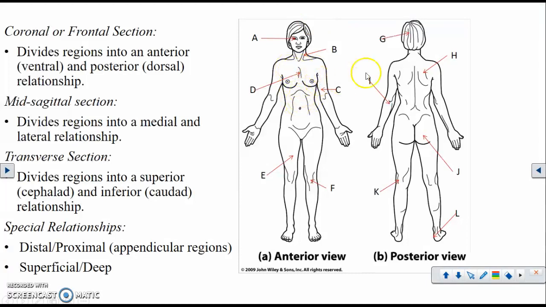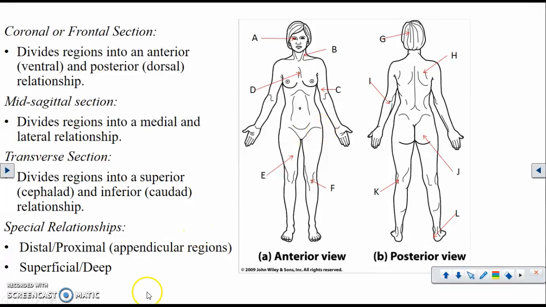How about, in this case, the sternal region and the scapular region? Well, one is in front and one is in the back. Therefore, the section that separates them is the coronal or frontal section. So in this case, the sternal region, D, is anterior to the scapular region, H, or the scapular region is posterior to the sternal region. Okay, so again, make sure that you understand relationships. You should be able to pick any region, and then you should be able to describe their anatomic position relative to each other.